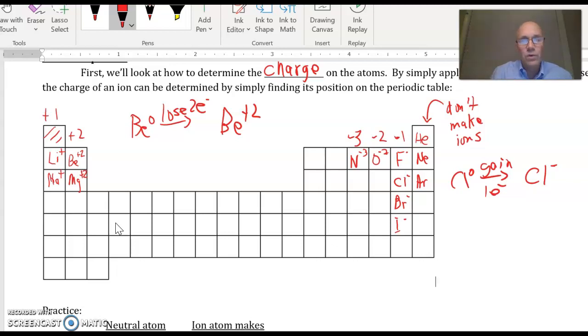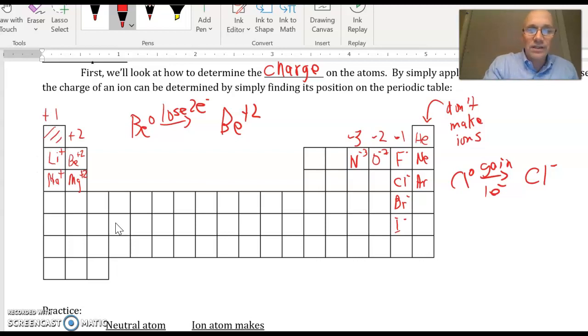Even though we can understand the reason why they want to have these charges, in practice, if you want to know the charge on a chlorine ion, for example, all you have to do is look at its position on the periodic table. If it's in this column right here, it's going to have a -1 charge. We'll talk a little later about what charges the atoms in the center of the periodic table will have, but for right now, this will suffice.